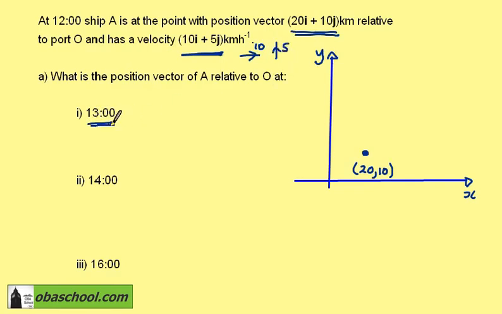So at 1300, that's 1 hour, it's going to have moved 10 units to the right and 5 units upwards to the point (30, 15). The position vector therefore will be 30i plus 15j kilometers.